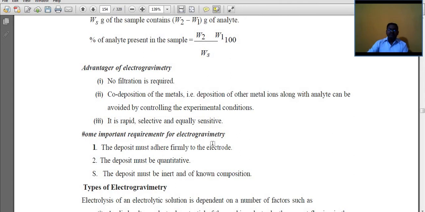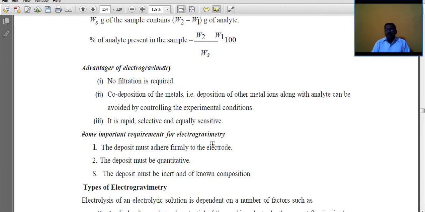What are the advantages of this electrogravimetry? No filtration is required. Co-deposition of the metals, that is, deposition of other metal ions along with the analyte, can be avoided by controlling the experimental condition. It is rapid, selective and equally sensitive.